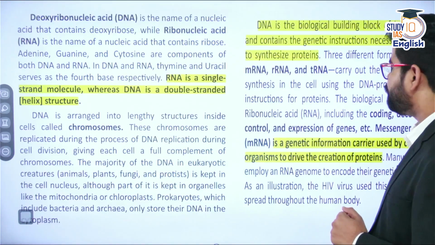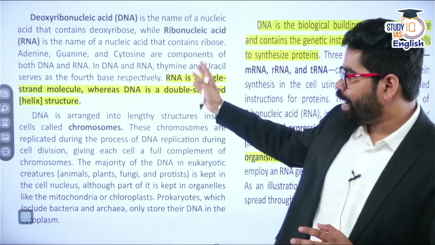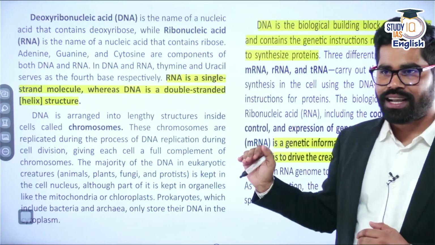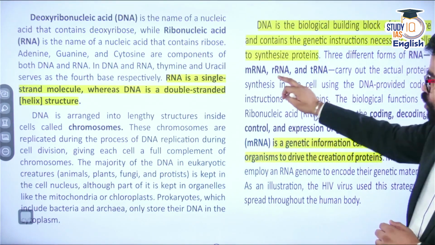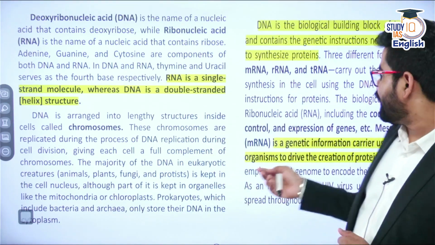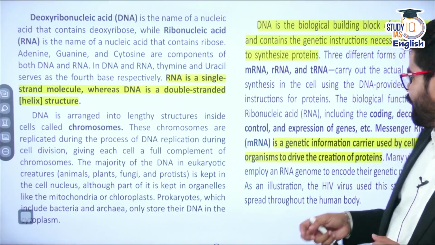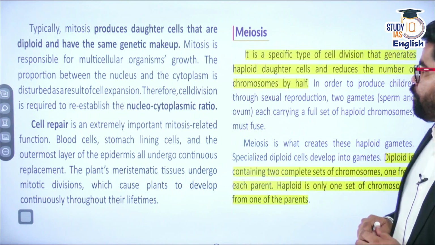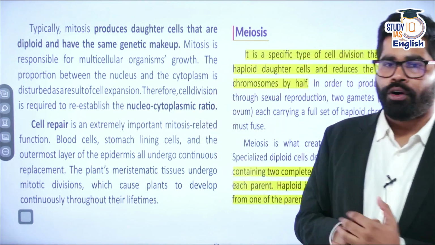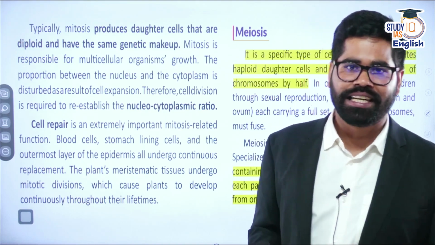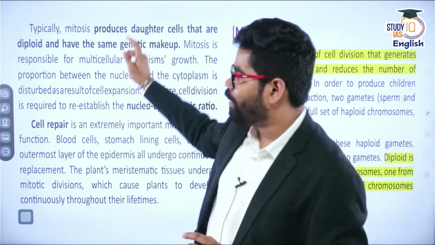Now, this is what we have got here. What is DNA? What is RNA? How their structures are? And each and everything. What is the role of mRNA, then this transport RNA or messenger RNA. Now, there is one more important part of this chapter, that is about cell division. There is one thing called mitosis.